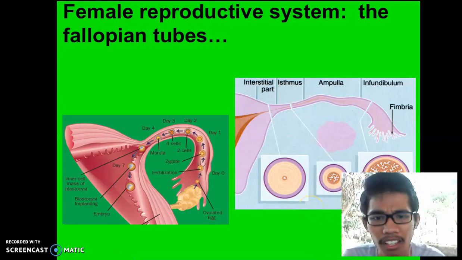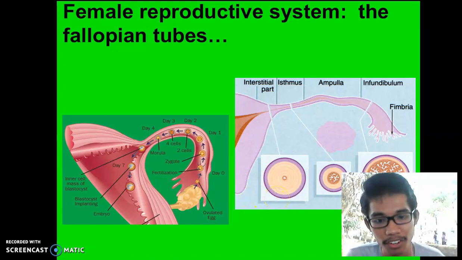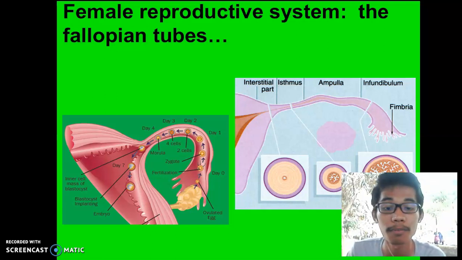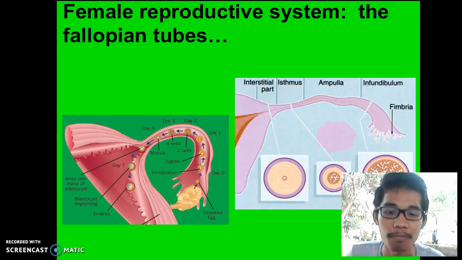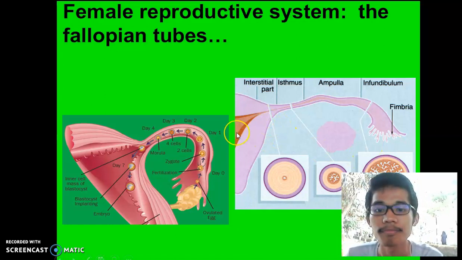The fallopian tube is 4 to 6 inches long. The egg released from the ovary is captured by the fimbria and brought into the fallopian tube. The egg is moved inside the tube by muscular contraction and the waving action of cilia. It takes an egg about 3 to 4 days to travel the length of the tube. If an egg is fertilized, it occurs here, in this part.